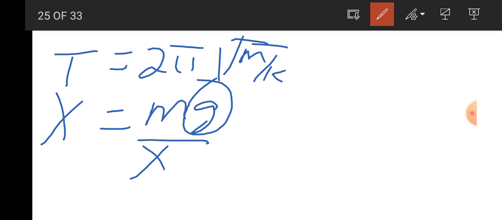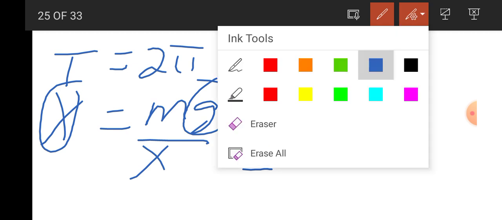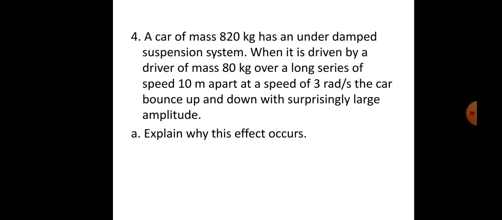There is a change on the extension on the surface of the earth and on the surface of the moon. So period is not affected but extension is affected on the surface of the earth and on the surface of the moon. Next question number 4.